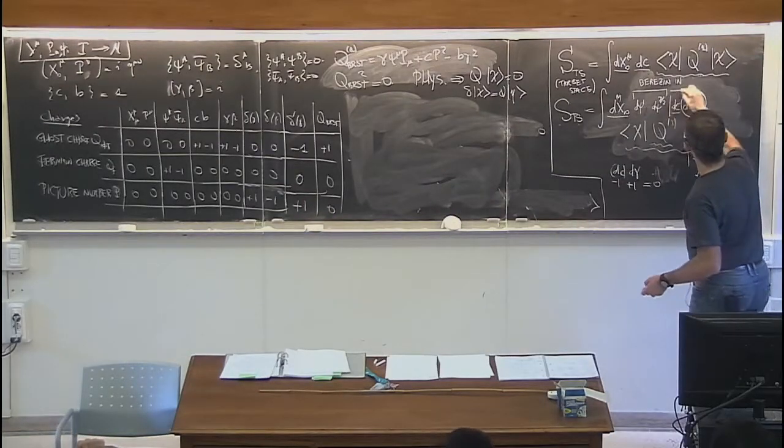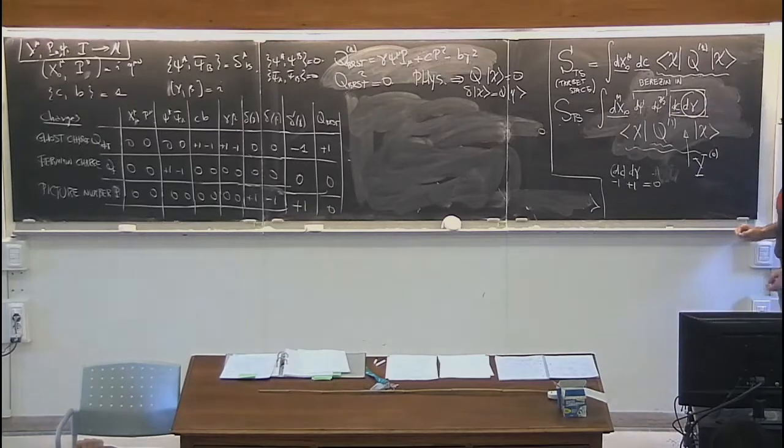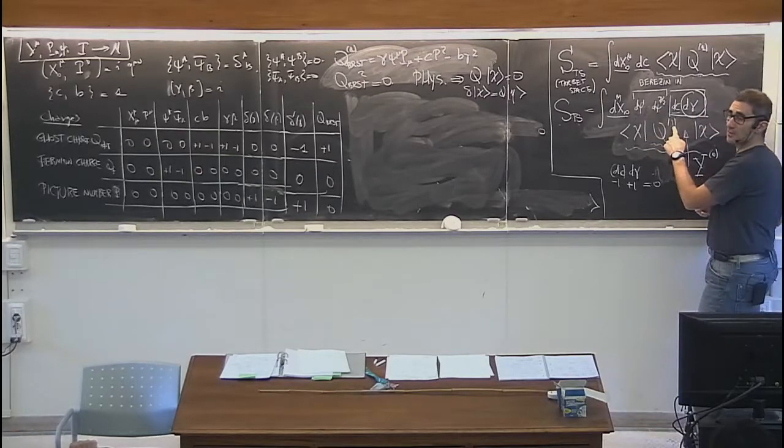This part of the measure here, which is the Grassmann integration, contains the integration of dc. This has negative ghost number. The gamma has a positive ghost number. So in total, one must have ghost number 0. Okay, so Q has already ghost number 1.